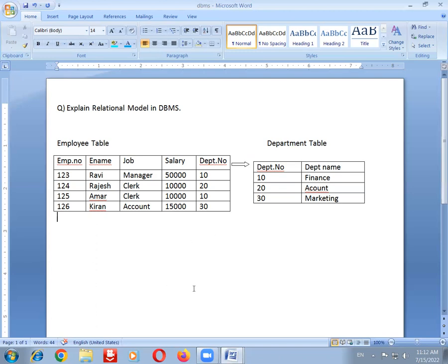Here a number of advantages are there. The first advantage is structural independence. Structurally, we can create multiple tables independently. And one more is improved conceptual simplicity. Conceptual simplicity is improved in the table representations, and database design is easier.